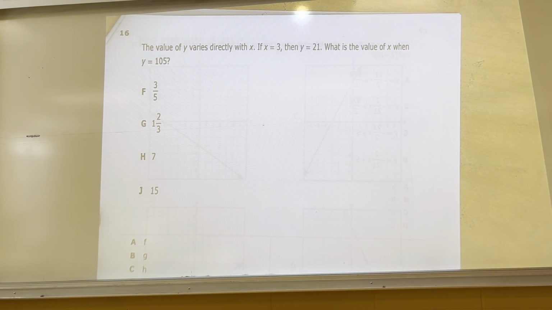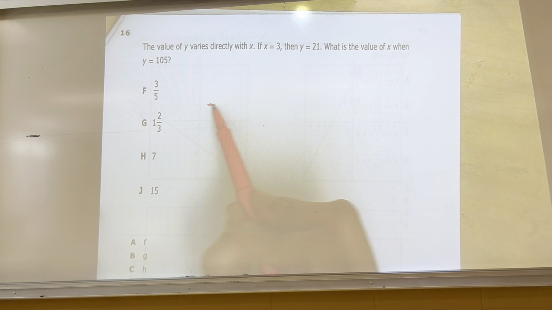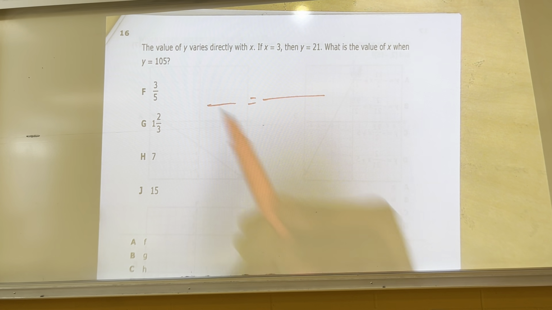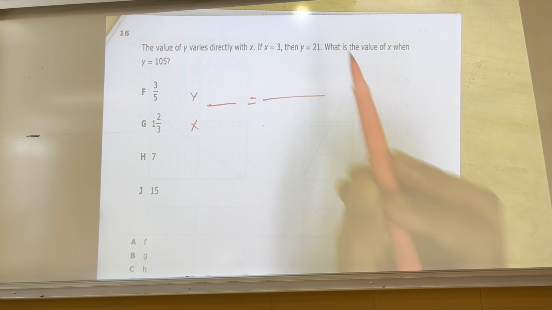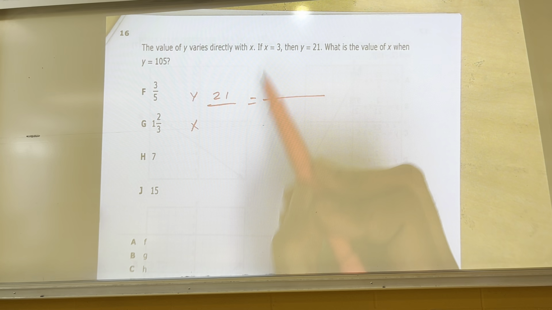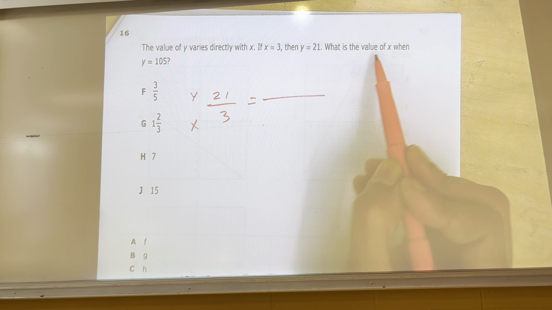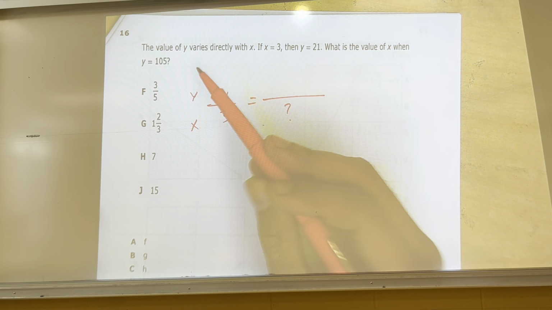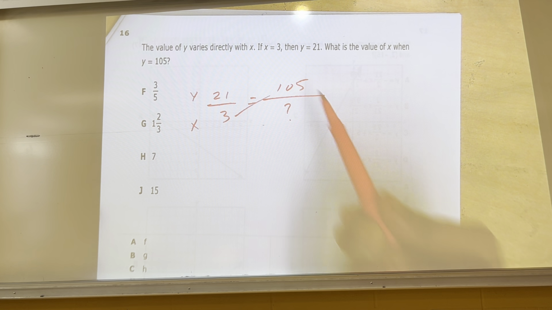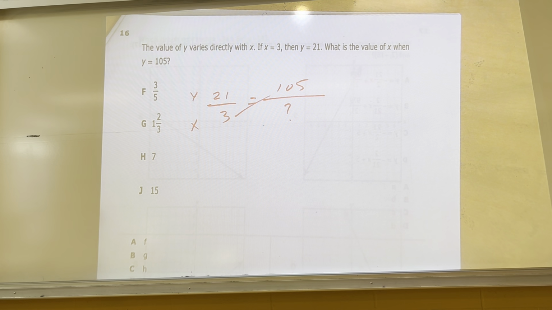16. Oh yeah, fine. I'm just gonna do it this way. You do whatever you want to do, but I'm just gonna put y over x as one way of doing this. 21 goes over 3. What is the value of x? You don't know what x is. When y is 105. Cross multiply and divide. You would get 105 times 3, which is 315, divided by 21.